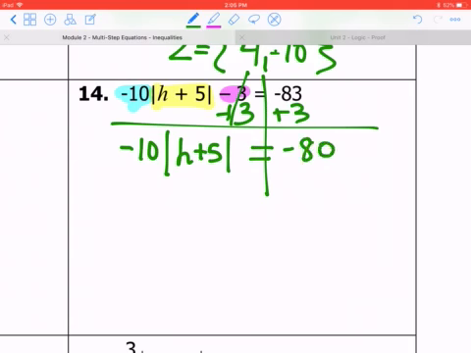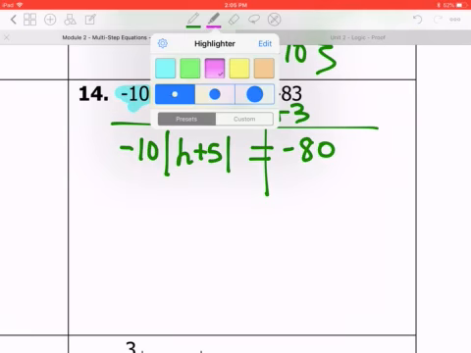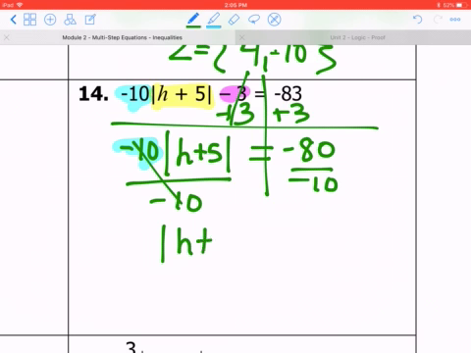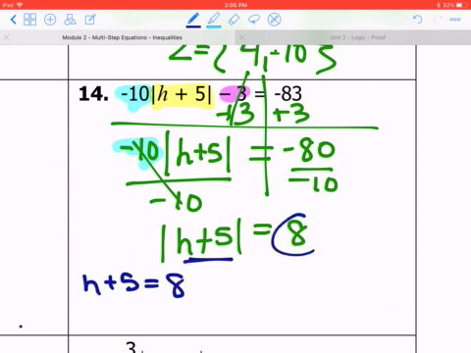Okay. Now we need to get rid of this negative 10 because it's still there. So now I'm going to divide by negative 10 because it was being multiplied. And so I have the absolute value of h plus 5 equals, a negative divided by a negative is a positive, and that would be 8. Now we need to set up our two equations. I'm going to take out what's inside here. Okay, so this right here is what's inside. So I get h plus 5 equals a positive 8, or h plus 5 equals negative 8.